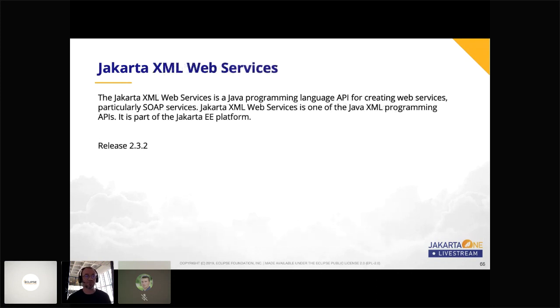Jakarta XML Web Services. This is a programming language API for creating web services, particularly SOAP services. Jakarta XML Web Services is part of the Java XML programming APIs, and it's part of the Jakarta EE platform. And service release 2.3.2 is being shipped as part of Jakarta EE 8.